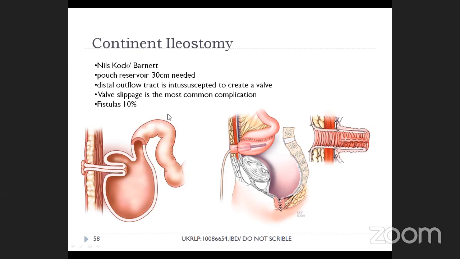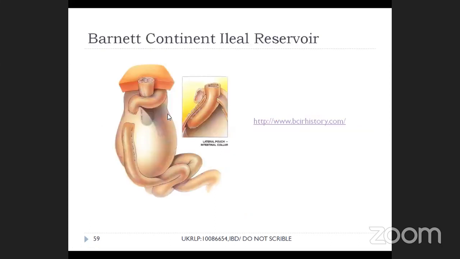So coming on to Barnett continent ileal reservoir. The modification of Koch's reservoir continent ileostomy with the Barnett is there's a loop of intestine around the stoma which has been created to give a bowel wall, or to give a sphincteric mechanism on the ileostomy site. No, I don't have much experience on this.